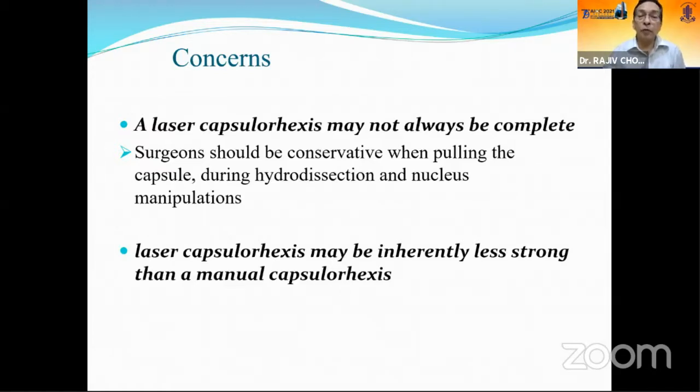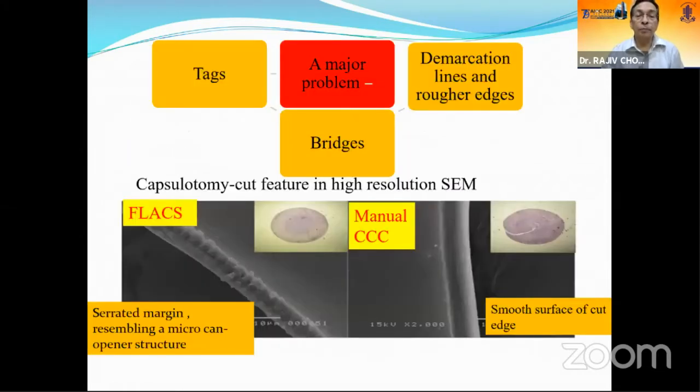The surgeon should be conservative when pulling the capsule during hydrodissection and nucleus, because the margin is slightly rough as compared to the manual. They can leave tags, bridges, demarcation and rough edges, because you can see this is the femto-assisted margin and this is the manual, where it is sharp.